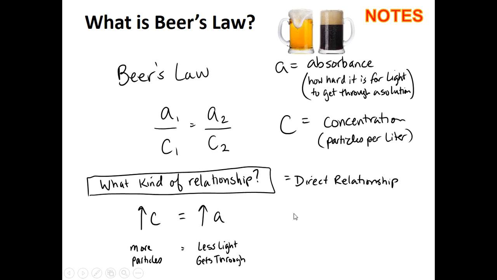So the cool thing is the more particles you have, the less light gets through. Kind of makes sense if you think about dark clouds and all that stuff. And then you can see a sample here. I got a 1 mole per liter and I got a 2 mole per liter. Hey, it's twice as concentrated and it's twice as dark. It absorbs twice as much light.